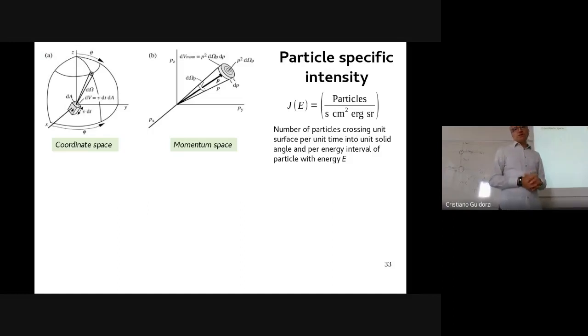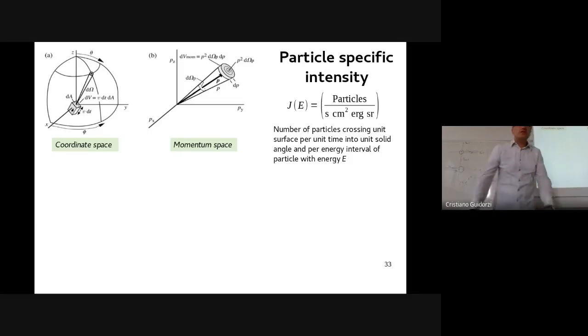Let's introduce another quantity, which I call particle specific intensity, and I denote it with J. J is a function of energy. What is this? Well, this is the number of particles that are crossing a unit surface, in a unit time, within an interval of energy, so all these particles having energy between E and E plus dE. And all these particles are moving within a given solid angle.